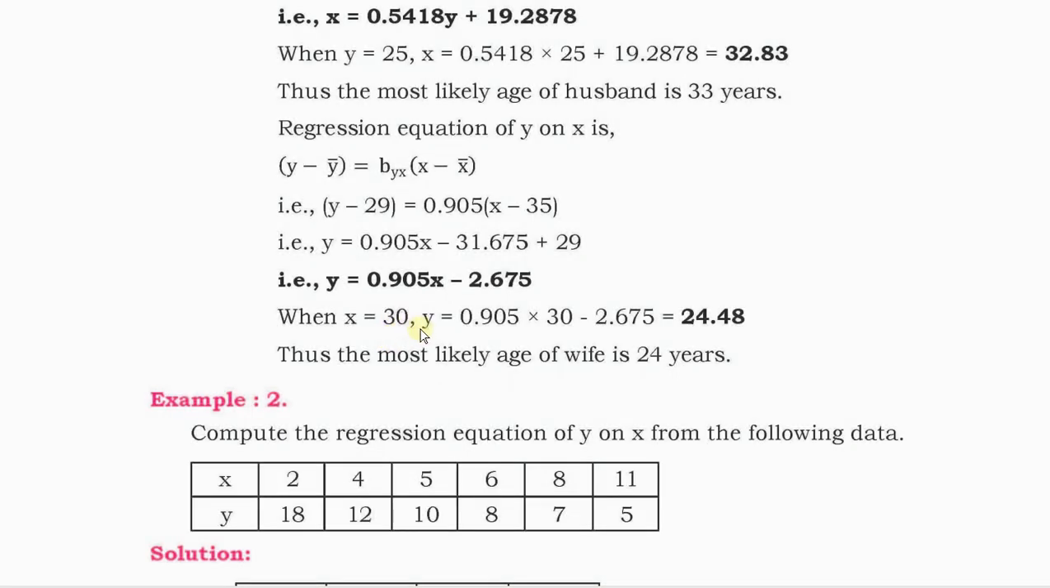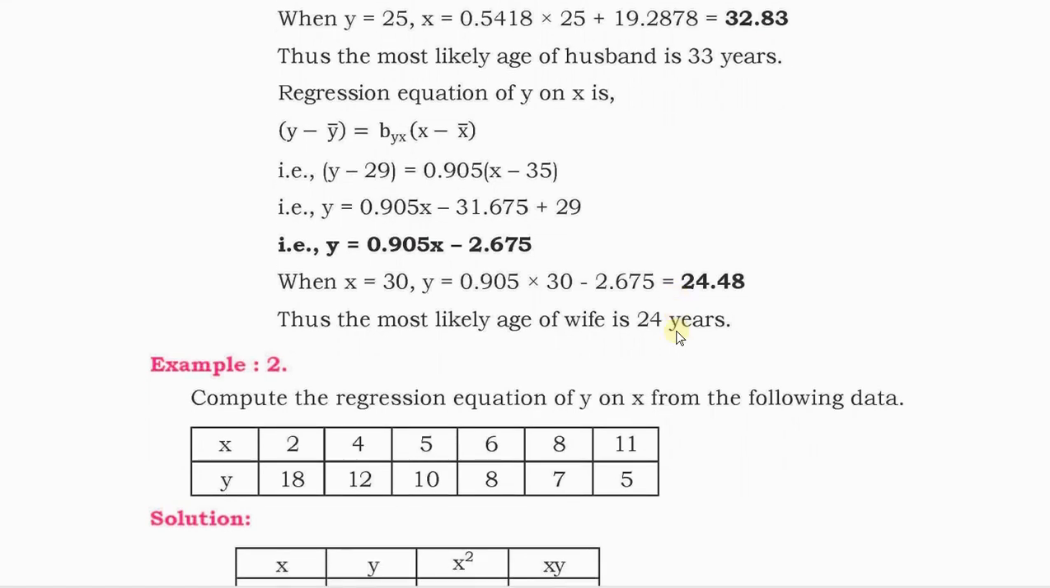So what will be the value of y if x is 30? Then in place of x, we are writing 30 here. So 0.905 into 30 minus 2.675, that is 24.48. So when the age of the husband is 30, the age of the wife will most likely be approximately 24 years. So this is how you obtain the two regression equations and you estimate the value of one variable based upon the other.